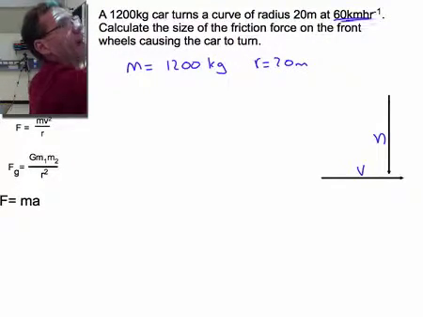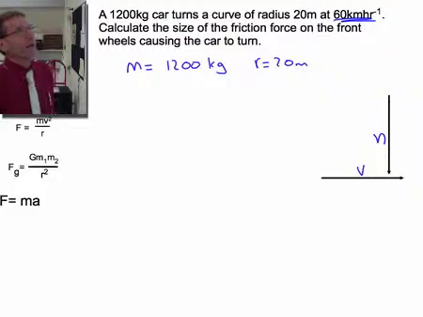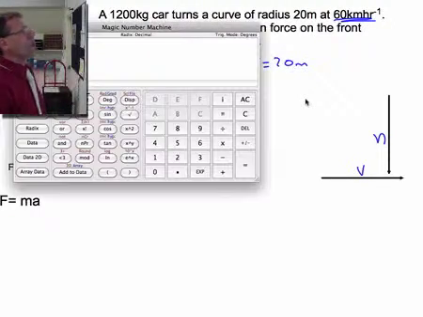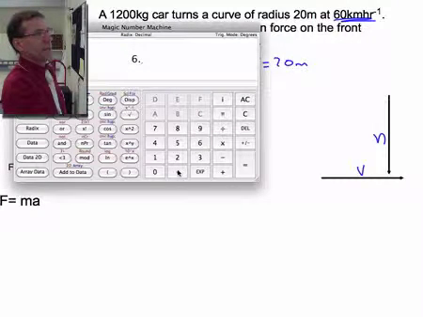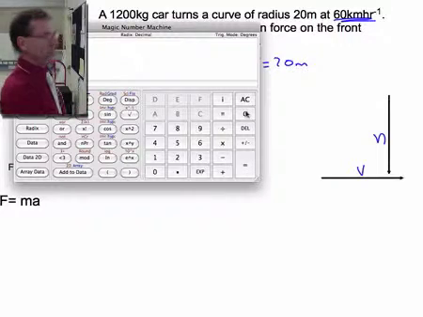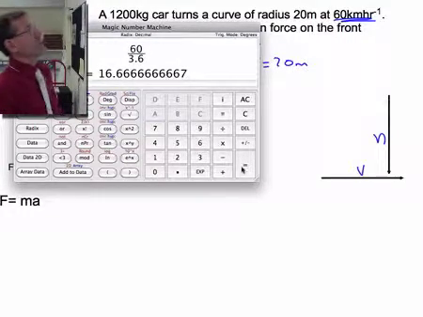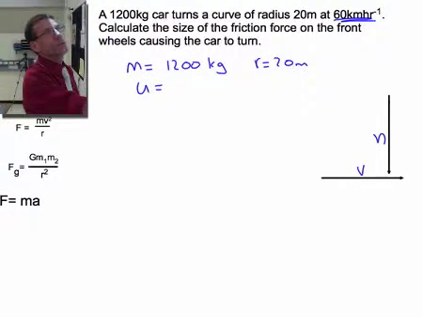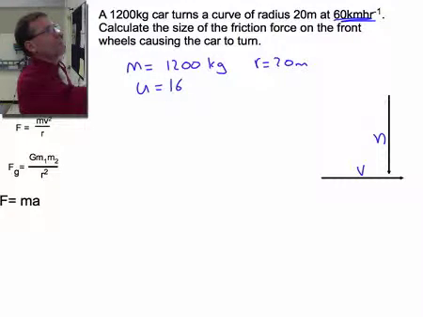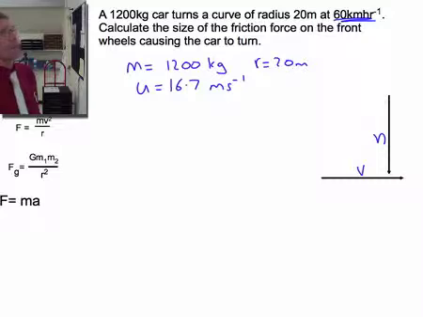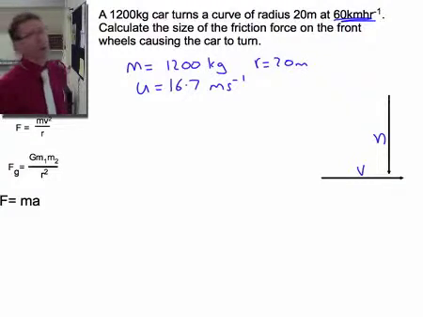That's in kilometres an hour, so I'm going to want to convert that into metres per second, and the way that I'm going to do that is I'm going to divide it by 3.6. So if I go, I've got 60 kilometres an hour divided by 3.6. It's 60 divided by 3.6, so it's going at 16.7 metres per second. So I can say u is 16.7 metres per second.